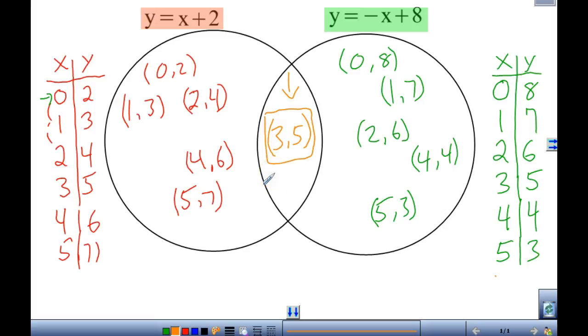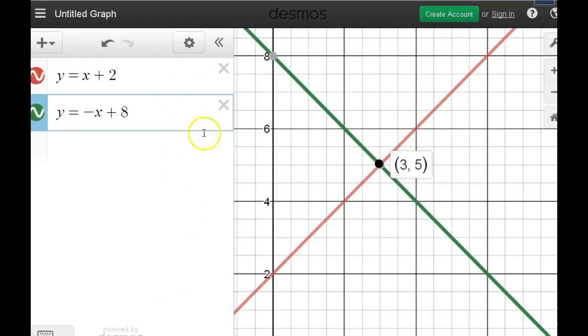What's that? Will they cross each other? So let's go ahead and look at the graph of these two and see what it looks like. Remember, 3, 5 is the only thing they have in common. So if we graphed it, well, what do you know? There's the 2 lines. There's the first one, the red one, and there's the green one. And they cross at 3, 5. So the Venn diagram is just another way of saying where do they intersect. You're just trying to find the point they have in common.